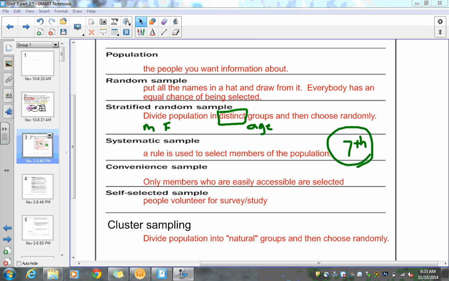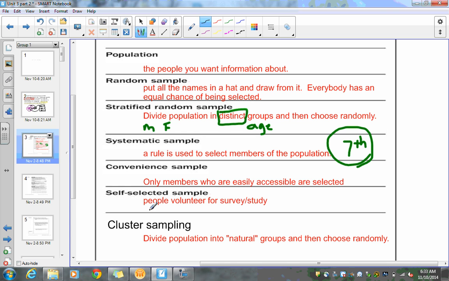All right, let's keep going and finish out the definitions. A convenience sample is very simple: only members who are easily accessible are selected. For example, going back to the Archer High School problem, you stand in a particular hallway, and whoever passes you will be surveyed. Not because there's any special logic to that, except they just happen to walk by, and you hand them the flyer. Self-selected samples: people volunteer. That's pretty simple.